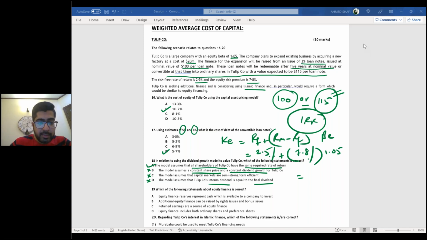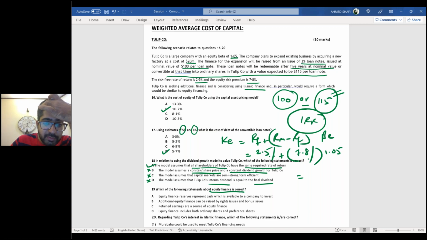Okay, and 19th, the last MTQ. Which of the following statements about equity finance is correct? Now, this is a very important question. Again, I will read them. Either remove the wrong ones to get the correct answer or capture the correct one.